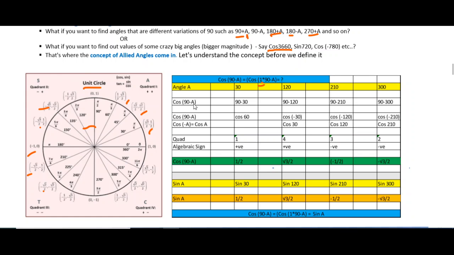Okay, so let's say I want to find out what cos of 90 minus A is. Let's take that. A could be any angle that could be given, or you will have to imagine that.